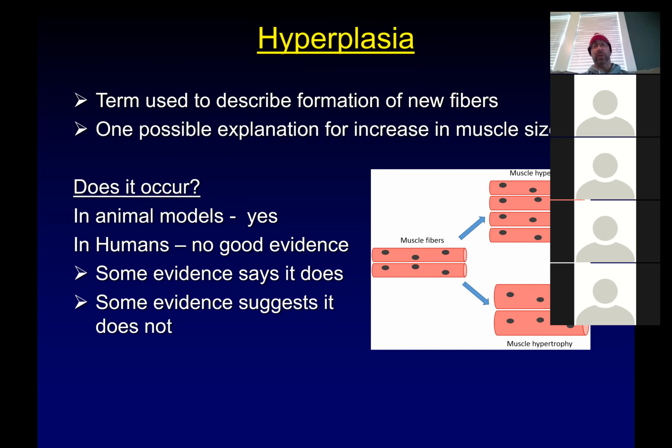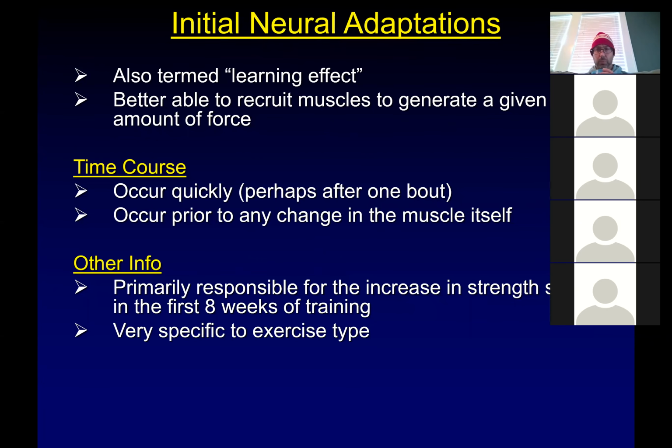We use stuff from cadavers, and they'll count muscle fibers from certain muscles in cadavers and compare them across ages and training histories and things to try to get some idea of what's happening. And it seems like that's probably not the case in people. Okay, so we're going to finish up today talking about some neural adaptations and then a little bit about what happens with bone and connective tissue.